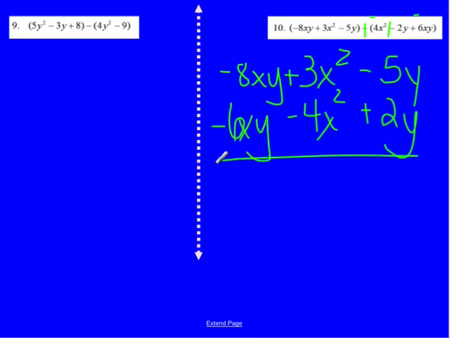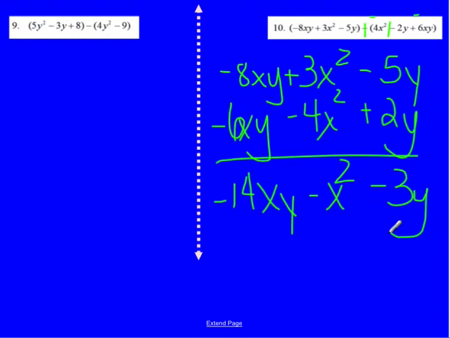We can't really do standard form with this one because standard form would require us to have one letter. So negative 8xy minus 6xy is going to give us negative 14xy. Then 3x squared minus 4x squared is just going to give us a negative x squared. And negative 5y plus 2y is going to be a negative 3y.